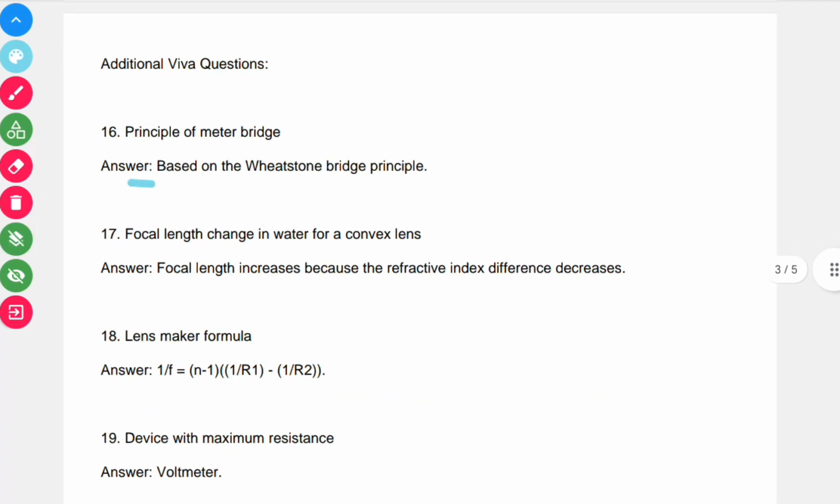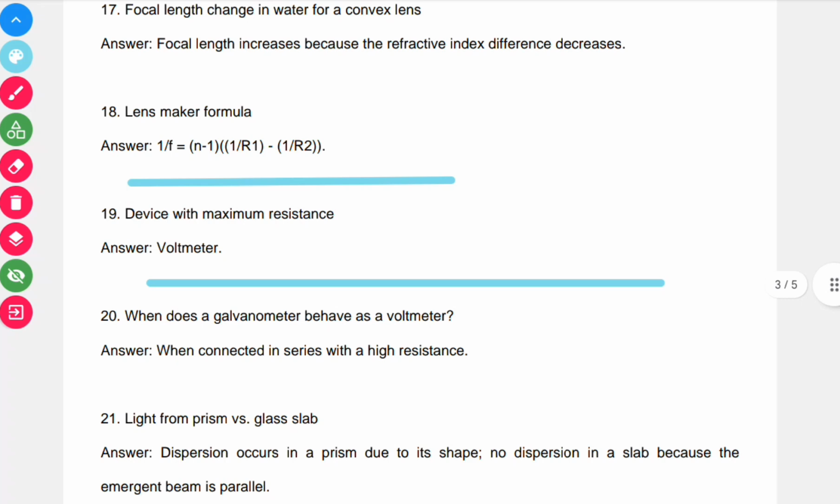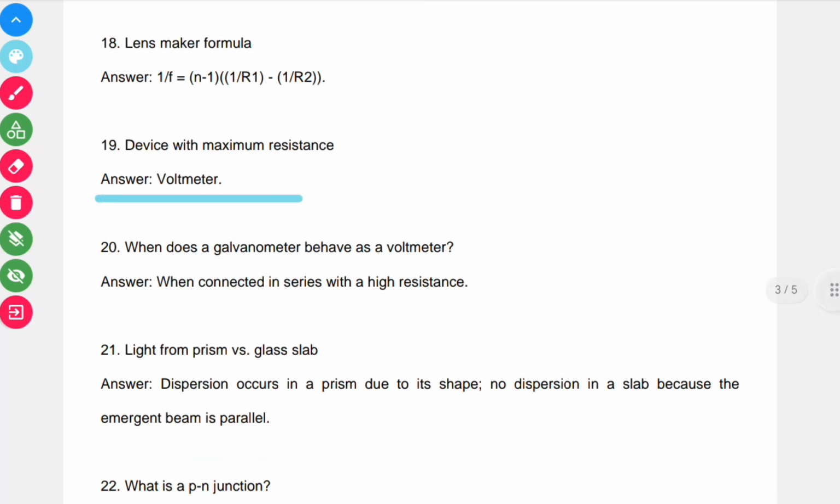Principle of meter bridge: based on the Wheatstone bridge principle, to find unknown resistance by the ratio P by Q. What is the focal length change in water for a convex lens? Focal length increases because the refractive index difference decreases. Device with maximum resistance: voltmeter. When does a galvanometer behave as a voltmeter? When connected in series with high resistance.